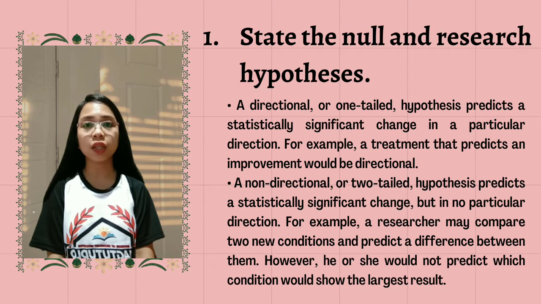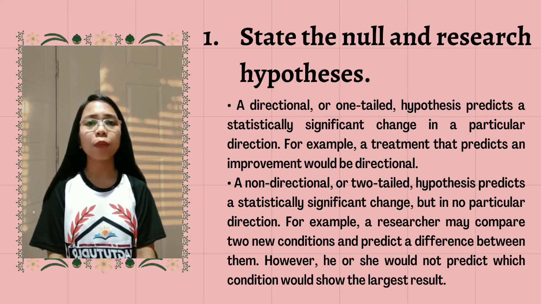two-tailed hypothesis predicts a statistically significant change, but not in a particular direction. For example, a researcher may compare two new conditions and predict a difference between them. However, he or she would not predict which condition would show the largest result. So, the independent variable will have an influence on the dependent variable in a non-directional hypothesis, but the direction of the effect is not specified. It simply states that a difference will occur.